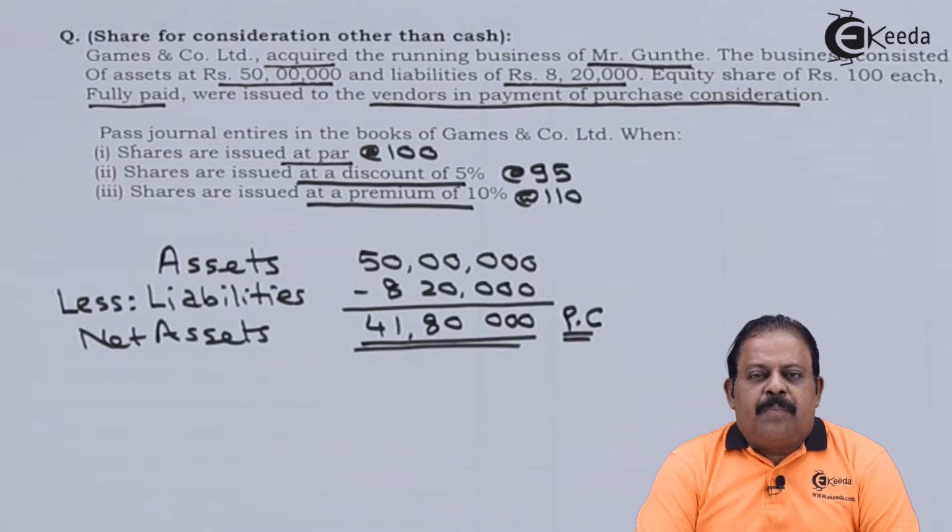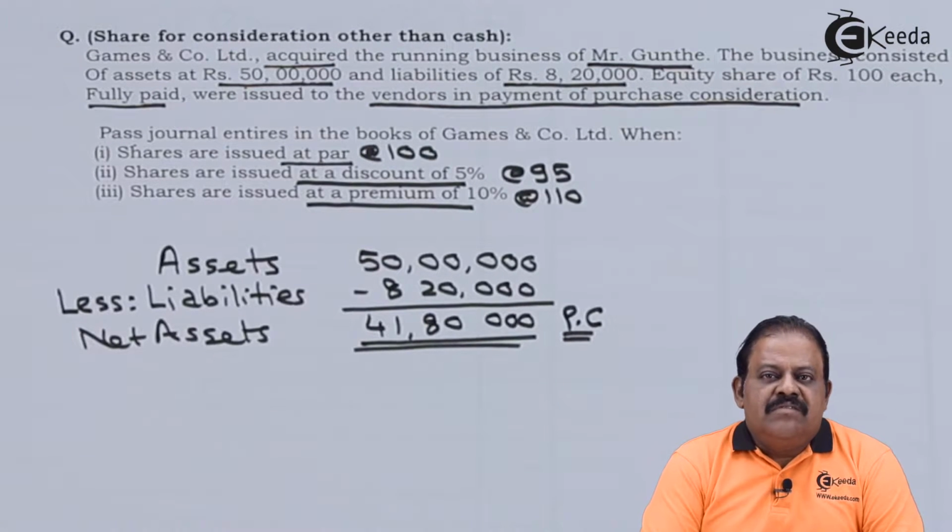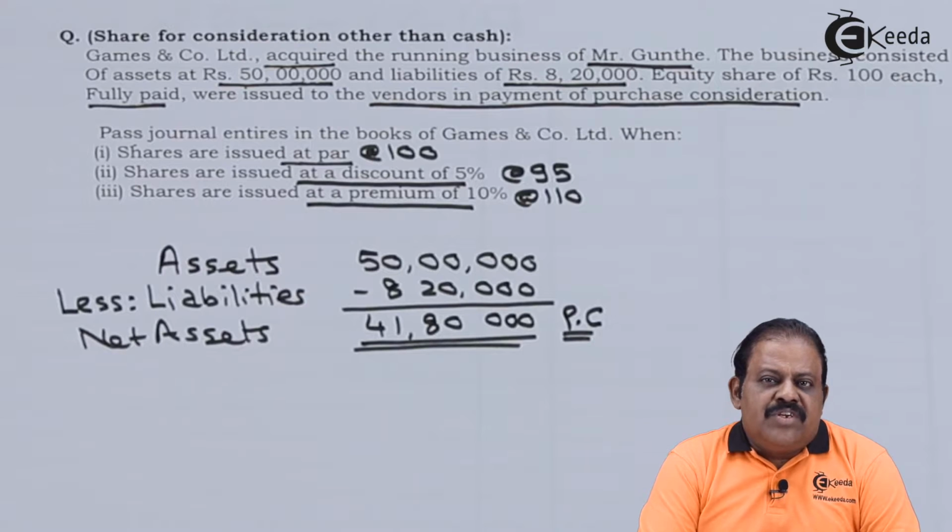Here while making payment, company is issuing shares to him instead of cash. Therefore it is said that issue of shares for a consideration other than cash. We are not receiving cash from Mr. Gunthe, but we have received net assets worth 41,80,000. Therefore, we are required to issue him shares to settle purchase consideration.